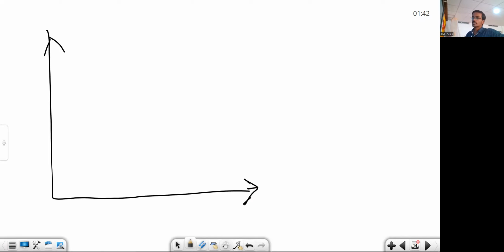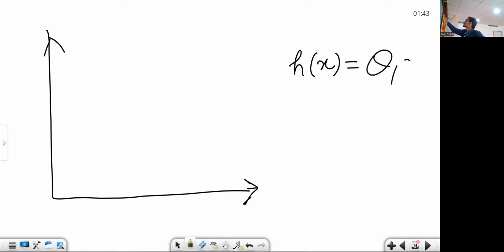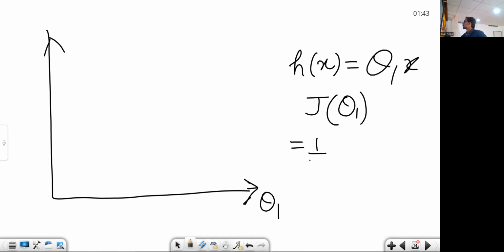So let us for now ignore theta 0. Let us say there is no y-intercept. Then what will be our hypothesis? If we are ignoring the y-intercept, our hypothesis is theta 1 x. Okay, so for now, our cost function is only a function of theta 1. So if I want to write this, it will become 1 upon 2m summation i is equal to 0 to m.